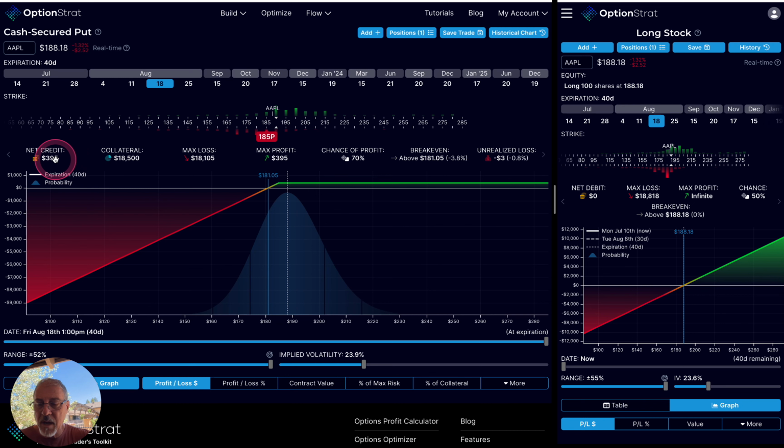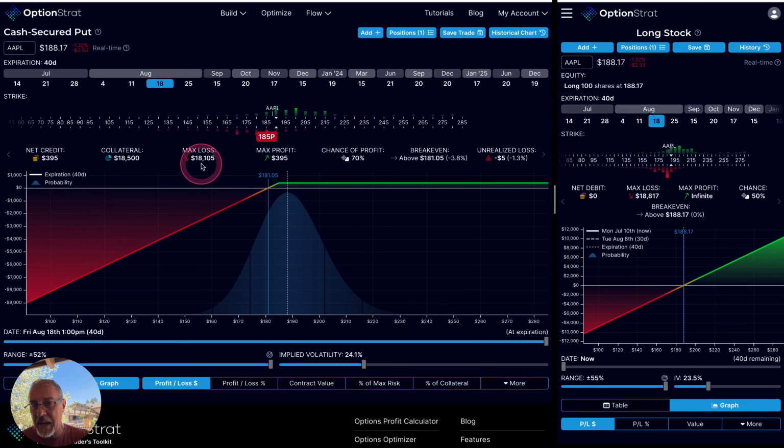So in this scenario, if Apple totally tanked to the point where they were going to go out of business, my loss would actually be less than if I owned the stock. The reason it would be less is over here, I'd have $18,800 tied up. Here, I've put up $18,500 in collateral. I took in $400 in credit. So basically, my max loss over here is going to be less.